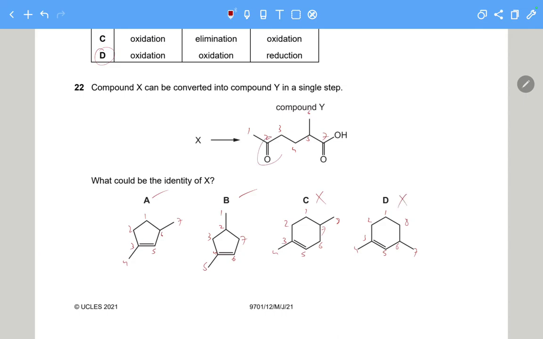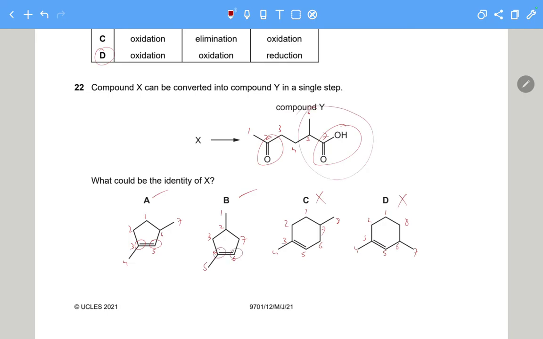We know that we want to form a ketone and we want to form a carboxylic acid. And because these two are alkenes, we know that the oxidation of the alkene will give these two groups. So for a ketone, we need two R groups. This will form a ketone. This will form a carboxylic acid. This will form a ketone. This will form a carboxylic acid.